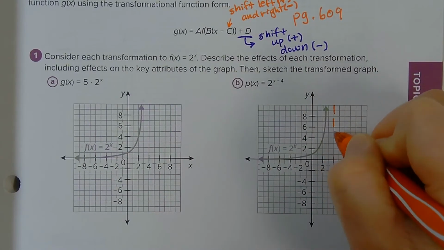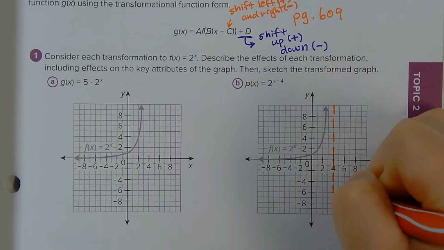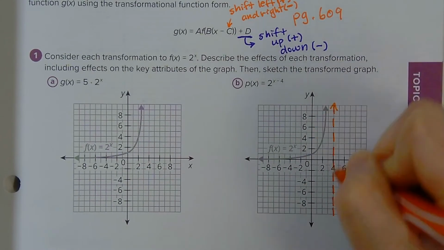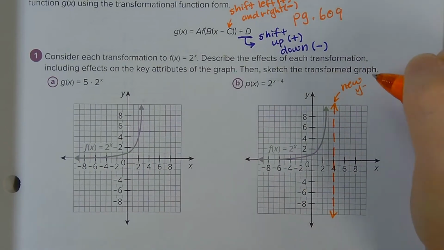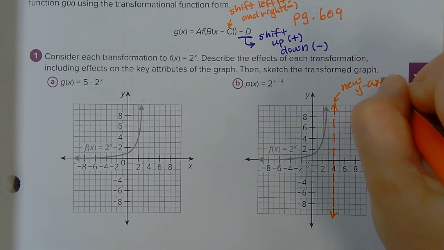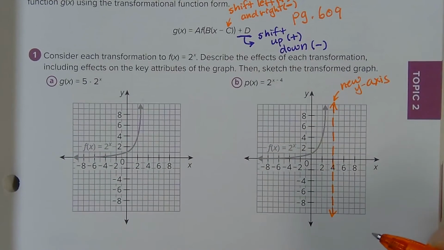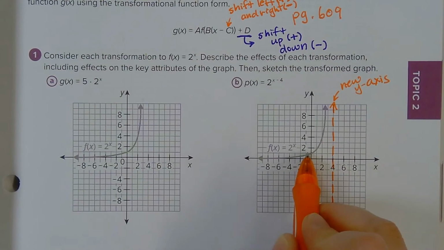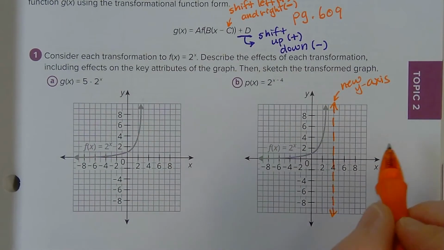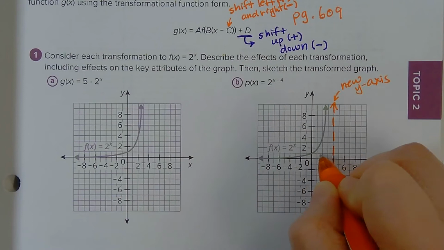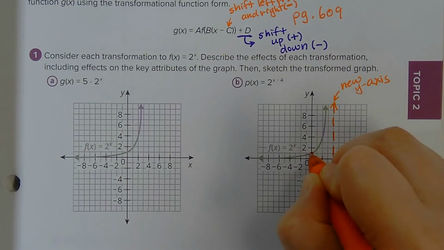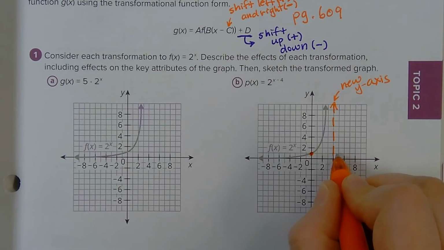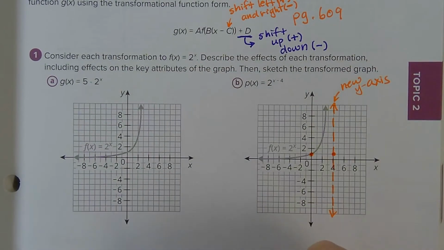So this is our new y-axis. This is how I like to think of it. I don't normally label these, but since this is for a video, we're going to label that as the new y-axis. So we're going to shift this whole thing to the right 4, every single point to the right 4. So this y-intercept is now going to shift to the right 4. So it's now over here.